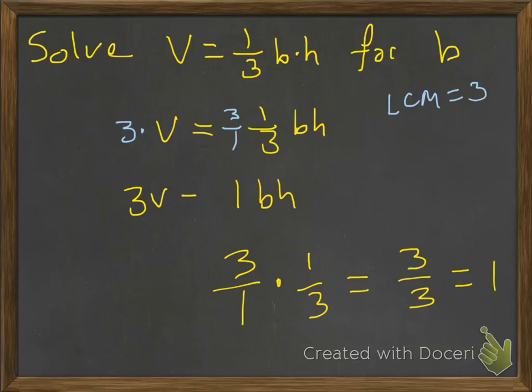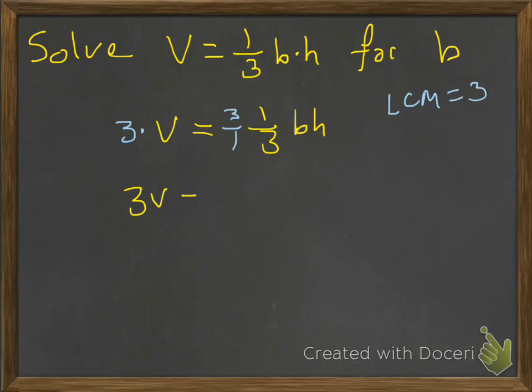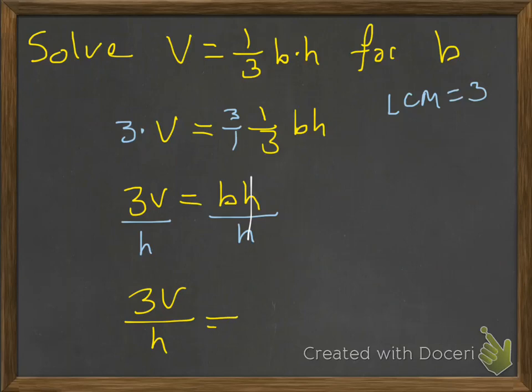Okay, so then we would have 1 BH here, but math folks are efficient or lazy, so we're not going to write the 1 there unless we really need to. So we have 3 volumes is equal to BH. And to undo that multiplication, we're going to divide by h. The h's cancel, and we have 3 volumes over h is equal to our base.